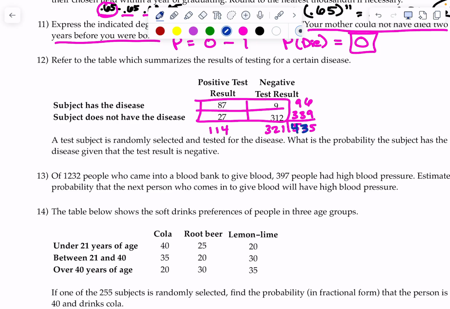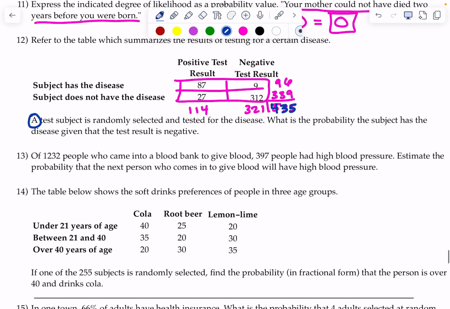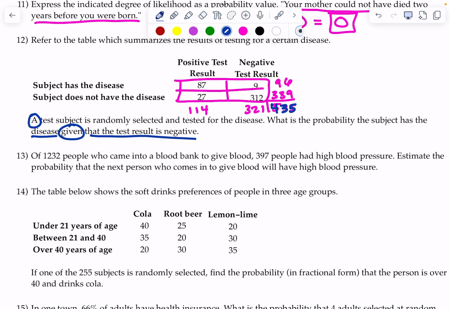Yes, correct, 435. Okay. A test subject is randomly selected and tested. So we're only doing one, right? What is the probability that the subject has the disease, given that the test result is negative? There's that word given. So I write out the shorthand: probability that they have the disease given that the result is negative. Because then it makes it easier for me to see what we're doing, right? The bottom number is going off of just the negatives, right?